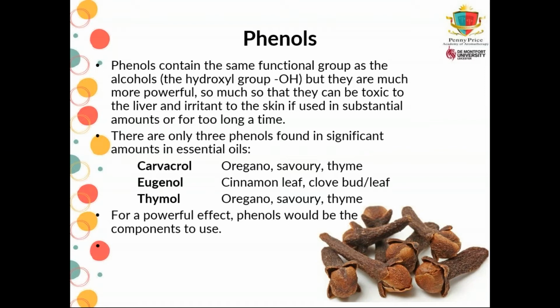So the 3 significant phenols that we find in essential oils are carvacrol, found in oregano, savory, thyme. We'll look at Latin names in a bit. Eugenol in cinnamon leaf, clove bud, clove leaf, and thymol, oregano, savory, and thyme. So if you want a really powerful effect, if you really want to protect yourself, these are the ones that you wipe your work surfaces down with. These are the ones you put in your hand gel. These are the ones that you inhale, you know. So they are the bee's knees.